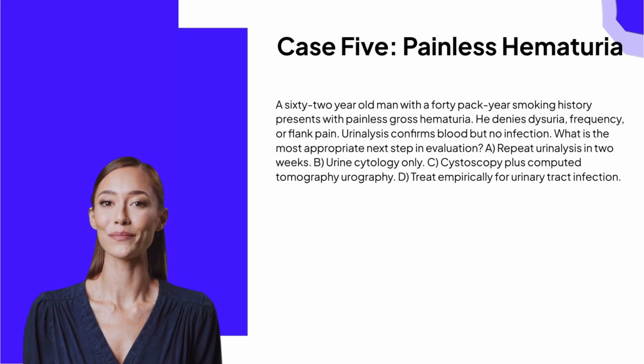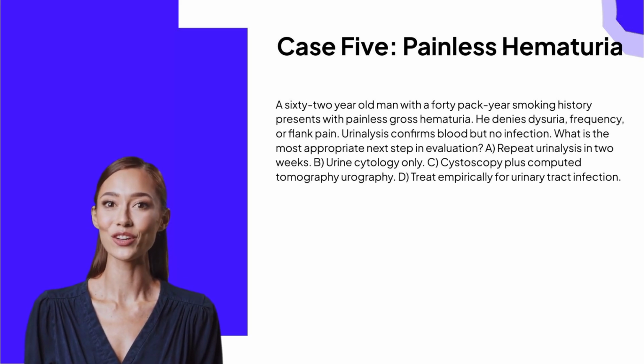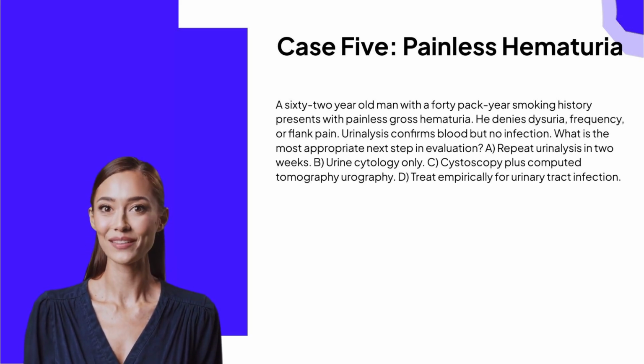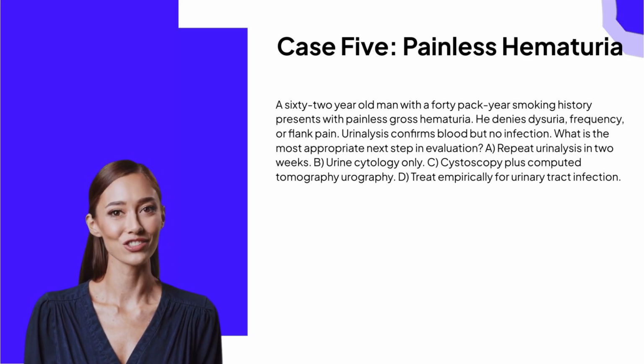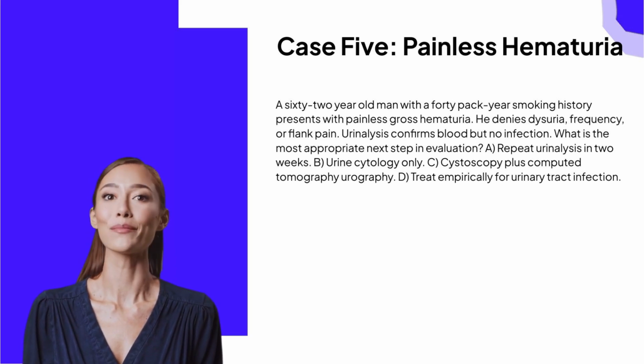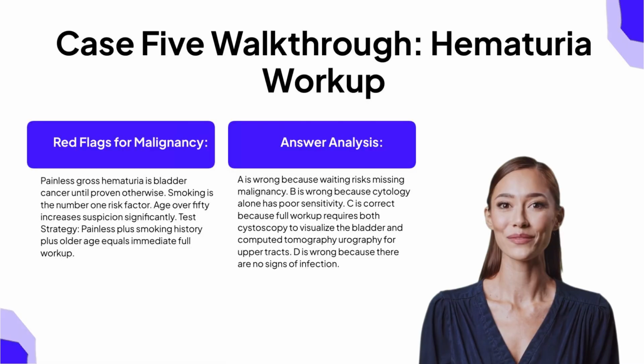Painless hematuria. Key details: 62-year-old man, 40-pack-year smoking history, painless gross hematuria, denies dysuria, frequency, or flank pain. UA confirms blood but no infection. The combination of age, smoking history, and painless hematuria should immediately raise a red flag. What's the most appropriate next step in evaluation? Let's analyze this hematuria workup case.